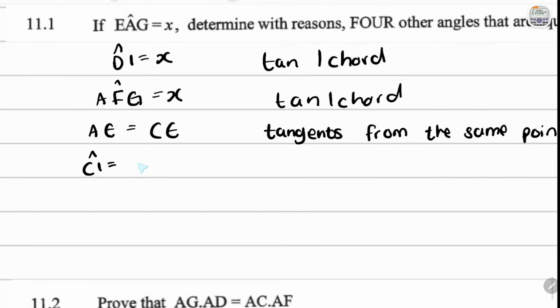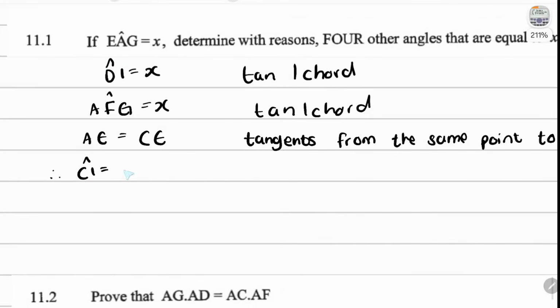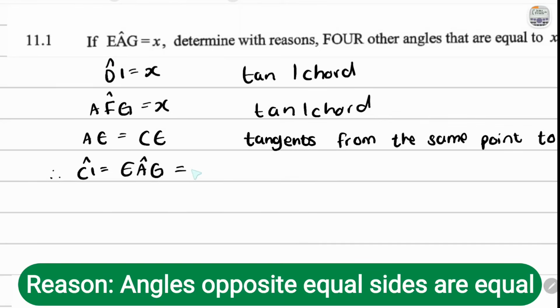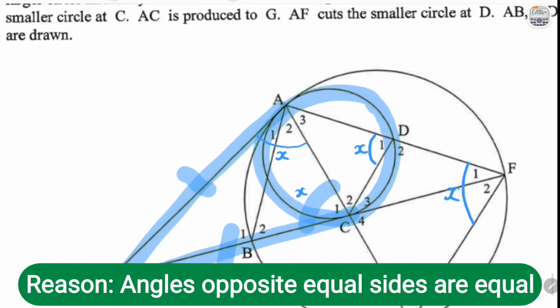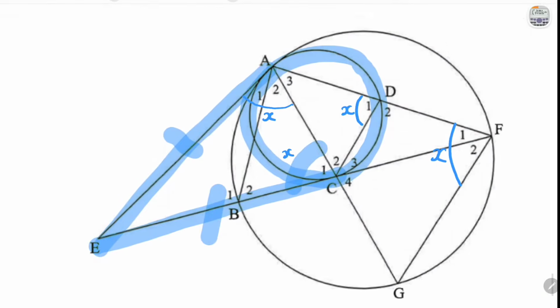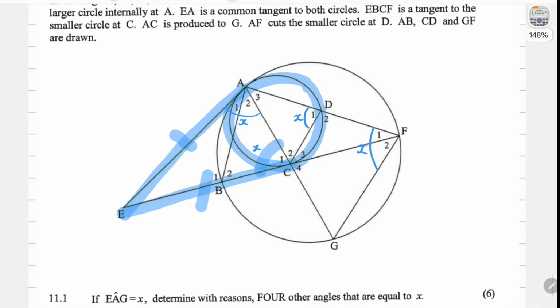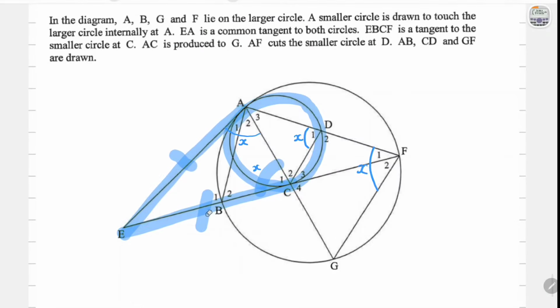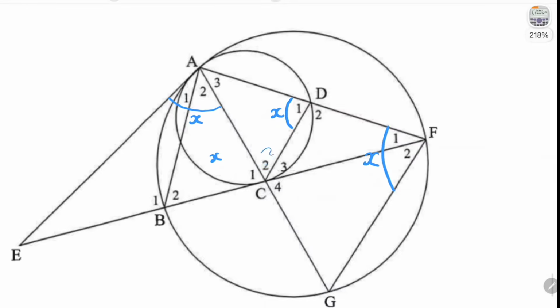So we can tell them that these 2 angles are equal. Angle C1 is therefore equal to that angle that we started off with, EAG, which is equal to X, of course. So those 2 are equal. Okay, so we've got 3, 1 more to go. Let's just see in our diagram what else we can find. I'm going to keep that those 2 lines are equal now. So this is also X.